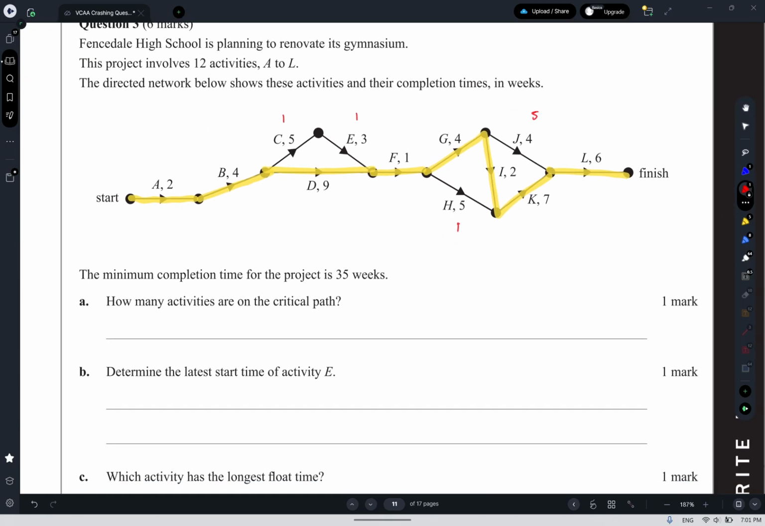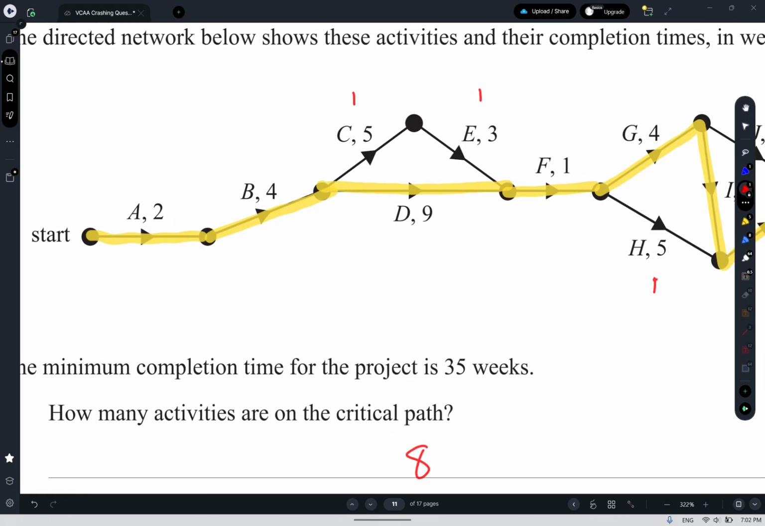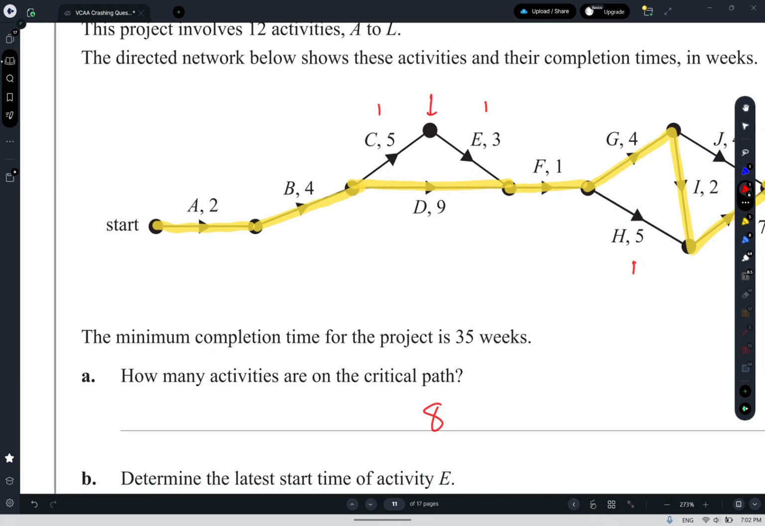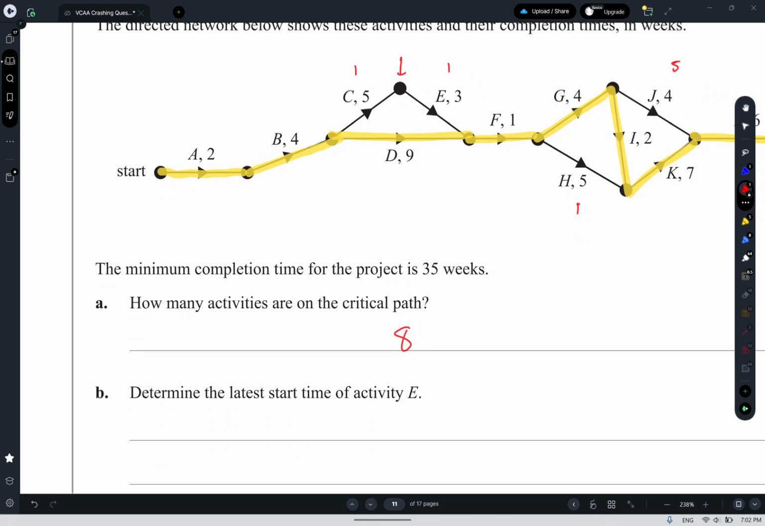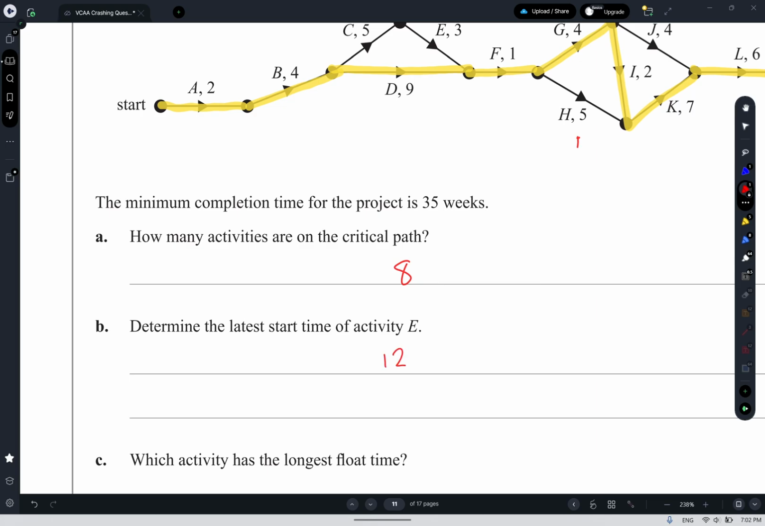So the activities on the critical path are A, B, D, F, G, I, K, L, so that's 8. The EST of activity E would be 2 plus 4 plus 5 to get to this location. We know LST take away EST is float. In this case, the float is 1, so EST plus 1 is LST. So 2 plus 4 plus 5 is 11, plus 1 is 12.